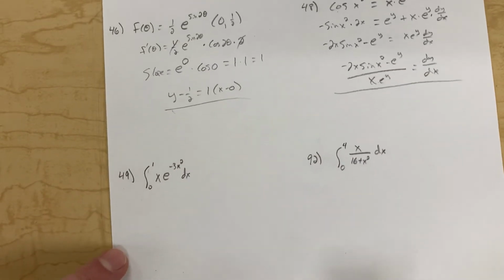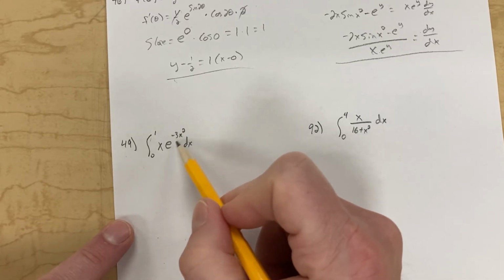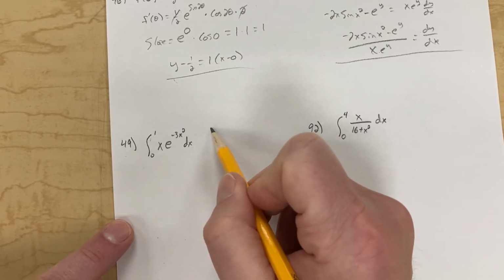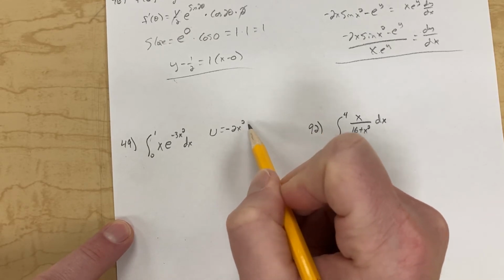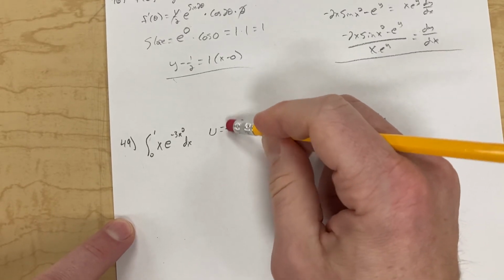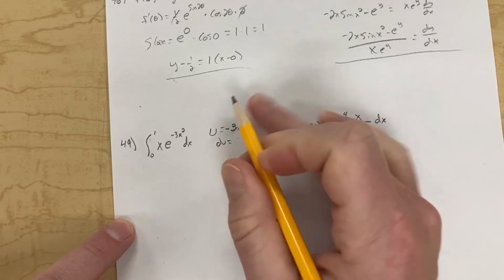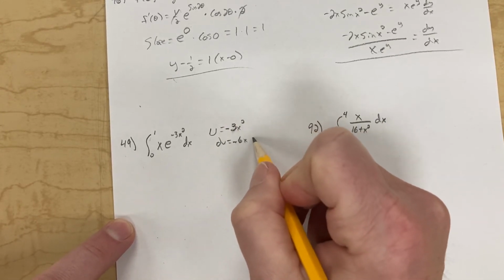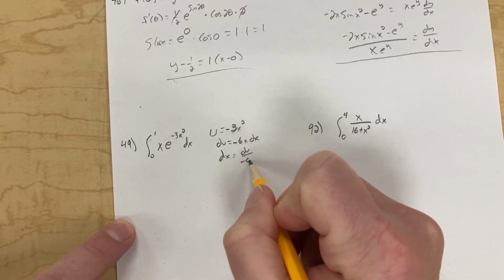Then 49 is looking for a definite integral. So when I look at this, I have e to a kind of a complicated exponent. So I'm thinking u sub, and the u is going to be that exponent. So I'm going to have negative 3x squared as the u. So du is equal to negative 6x dx, which means dx is equal to du over negative 6x.